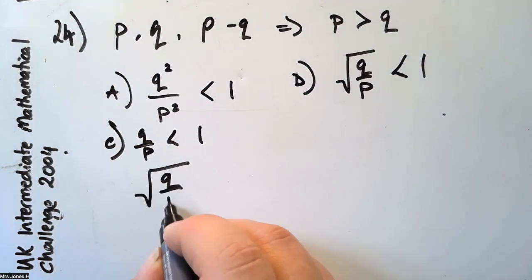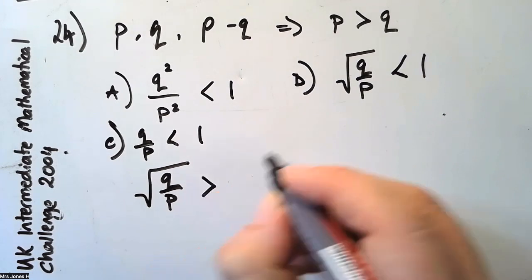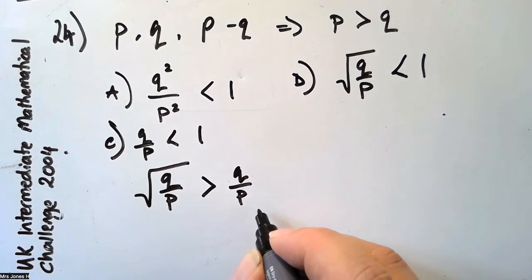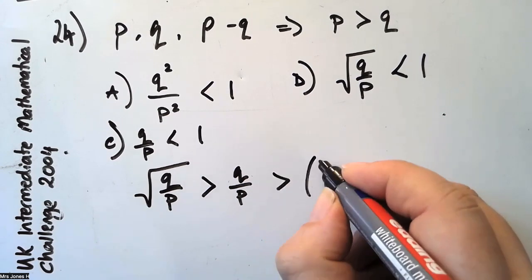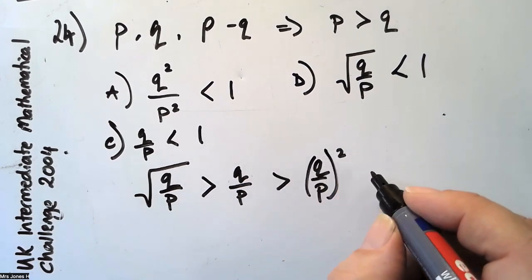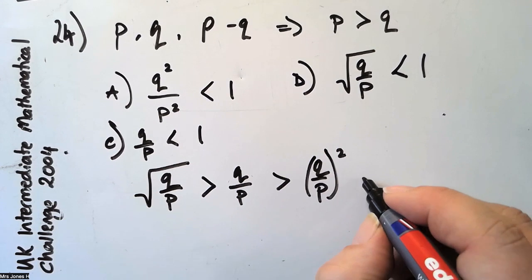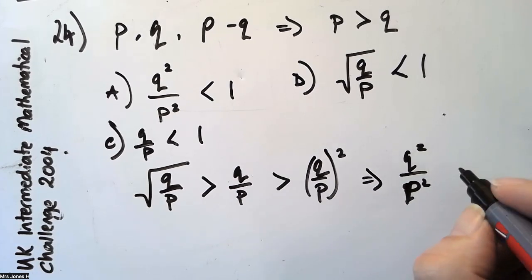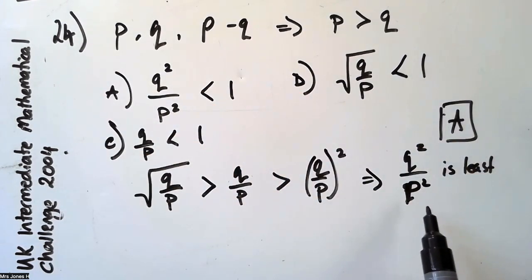The square root of Q over P is going to be greater than, because this is less than 1, the square root of it is going to be greater than just Q over P. And again, because this is less than 1, we're going to find that Q over P all squared is going to be less than this, which means that this is Q squared over P squared, therefore Q squared over P squared is least. And that's A. We had to go through the whole of that to discover that that one was indeed the least.